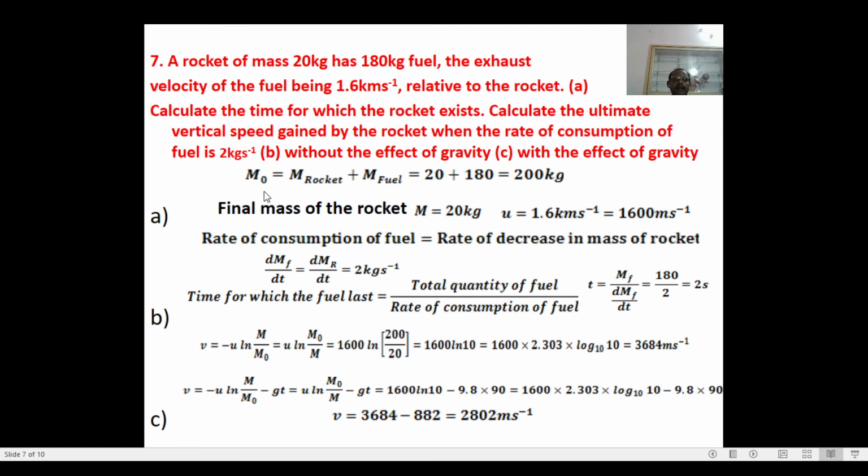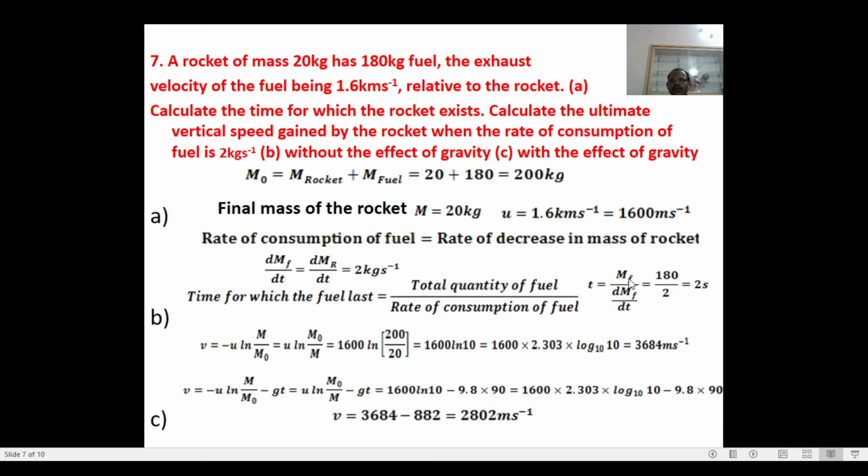Now you can know that m0 is equal to m rocket plus m fuel. So this is just the payload and this is the fuel. This is equal to m rocket 20 plus 180, which is equal to 200 kg. A. The final mass of the rocket is 20 kg. This is the payload. u, the velocity of the exhaust gas, is 1.6 km per second, which is equal to 1600 meter per second. The rate of consumption of fuel is equal to the rate of decrease in mass of the rocket. Now dmf by dt is equal to dmr by dt, which is equal to 2 kg per second. The time for which the fuel lasts is equal to the total quantity of fuel divided by the rate of consumption of fuel.